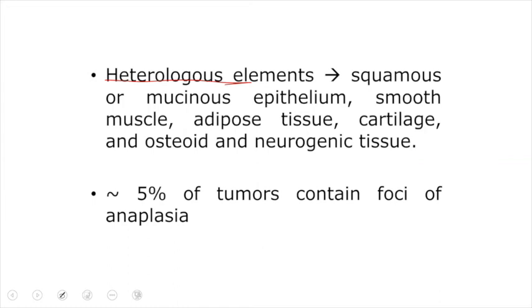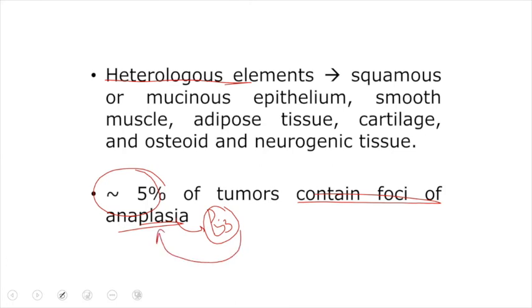As I've already said, nearly 5% of tumors consist of foci of anaplasia, and the higher the grade of anaplasia, the worse the prognosis. If a tumor has a high degree of anaplasia, it will have a very poor prognosis. Anaplasia usually coincides with p53 mutation. So the patient may have a p53 mutation, which will manifest with anaplasia, and if the patient has anaplasia, the patient will have a worse prognosis.